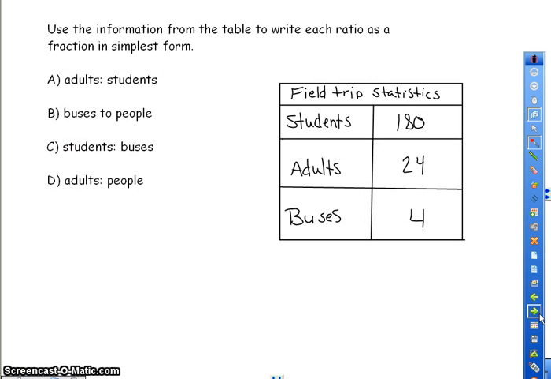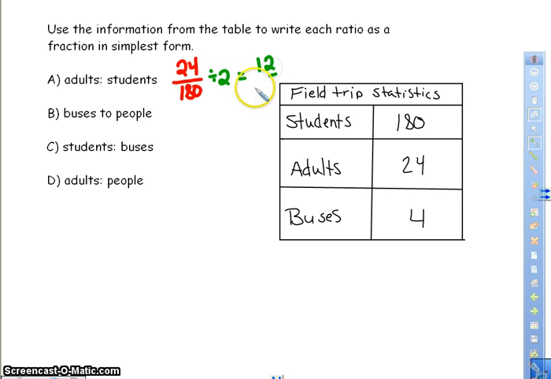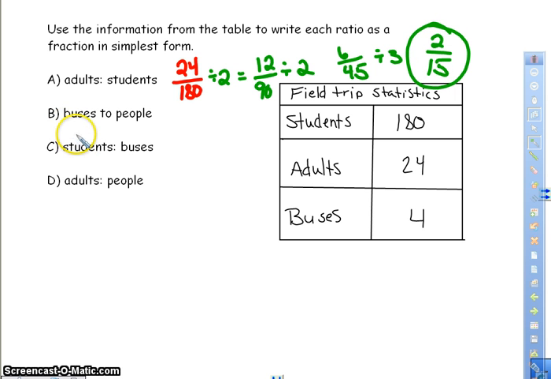It says use the information from the table to write each ratio as a fraction in simplest form. So we're going to compare adults to students. There are 24 adults over 180 students, and we're going to simplify it. We know we can divide by 2, and we get 12/90, and we can divide again by 2 and get 6/45. I can actually divide by 3 again and get 2/15. So there are 2 adults to every 15 students.